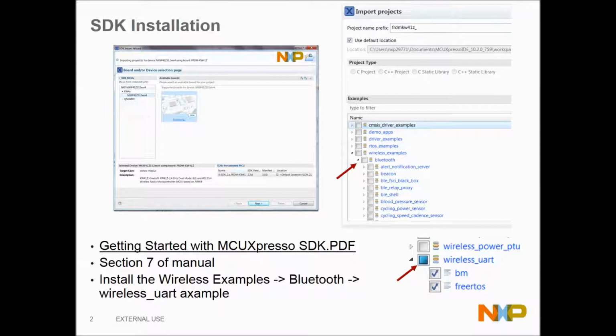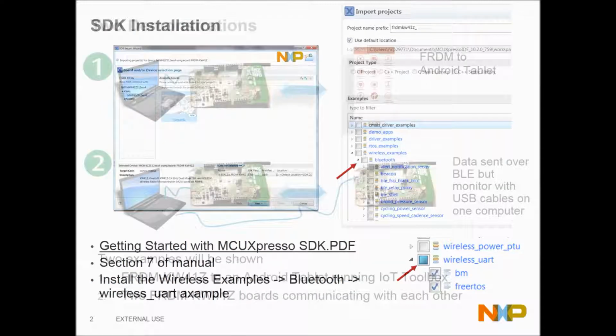The best way to do it is to look at a PDF file called Getting Started with MCU Expresso. Using that manual, it'll show you how to install and import projects. The wireless UART is hidden a little bit. You'll have to go under wireless examples, Bluetooth, and then scroll down until you get to the part that says wireless UART. Install both the BM and the FreeRTOS if you would, for the application that we'll be using for running it. How to build it and so forth is shown in the Getting Started with MCU Expresso guide. But again, this just clarifies where to find that project that we're going to be using.